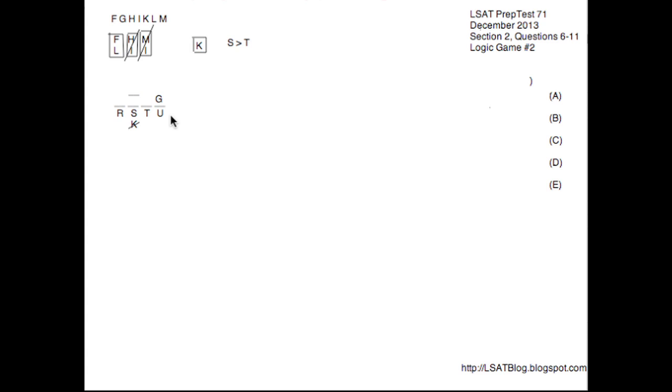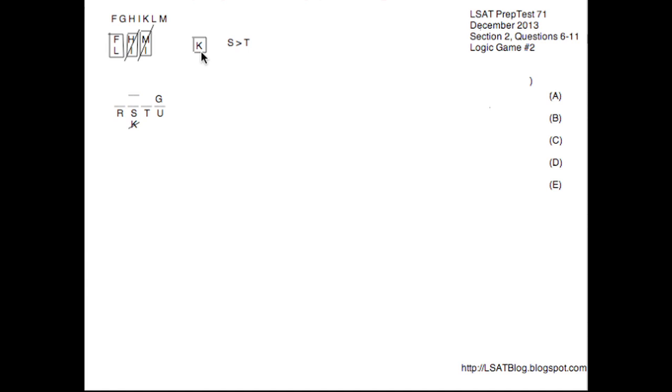For example, the second one, that F and L have to go with the same officer, can be represented with a vertical block right here. We know that neither H nor M can go with I, so those are vertical blocks with slashes through them. We know that K has to be alone. K cannot be with any other candidate in the same column.